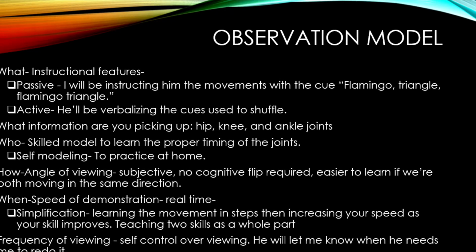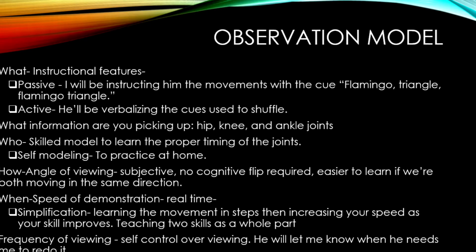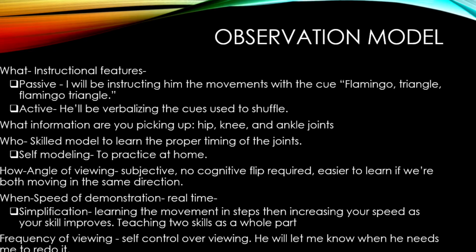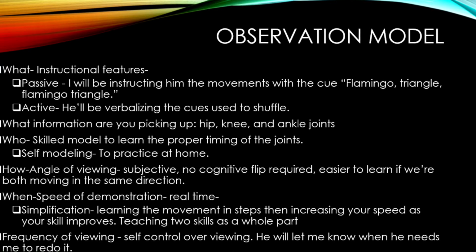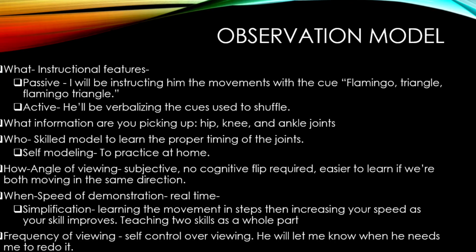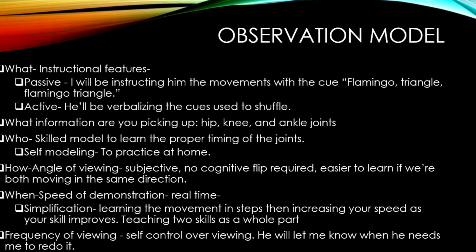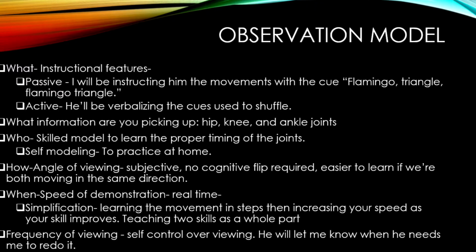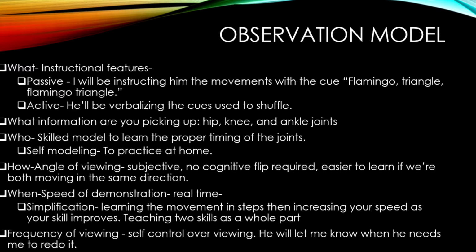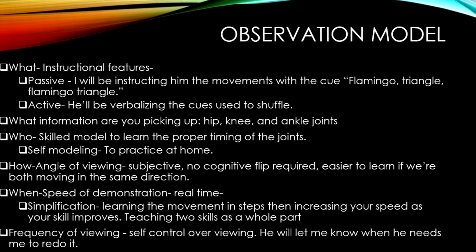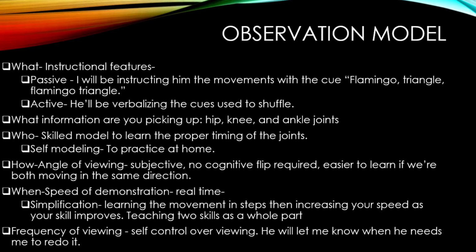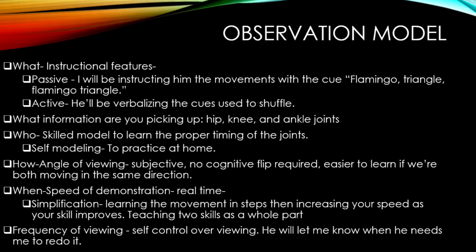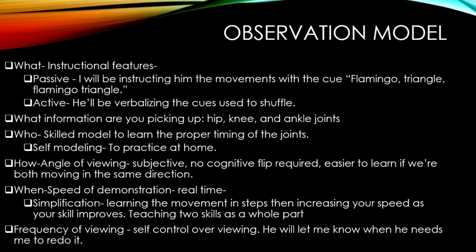Instructional features. Here we have passive. She will be instructing him on the movements with the cue flamingo, triangle, flamingo, triangle. Active. He'll be verbalizing the cues used to shuffle. The information being picked up is the hip, knee, and ankle joints. Who? Here we have a skilled model to learn the proper timing of the joints. Self-modeling, to practice at home.